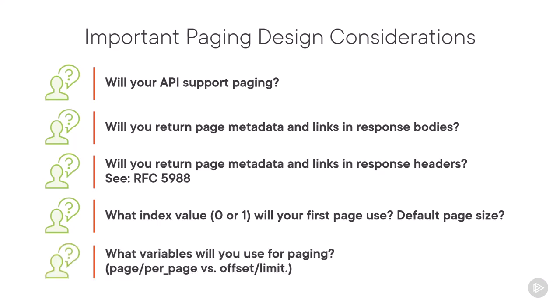Finally, you'll need to come up with the standard names for your variables. I recommend page and per page, as these are clear and fairly common. Another common choice is to use offset and limit. If you do choose this naming convention, your offset should start at 0, not 1, for the first page of results.